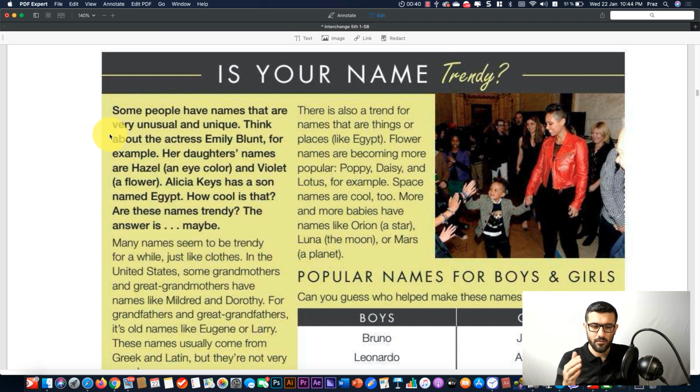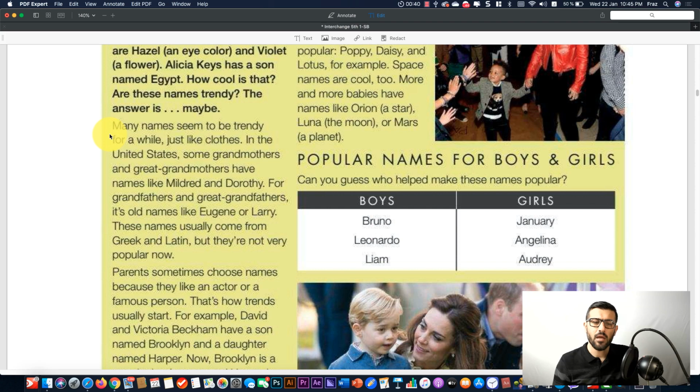Okay, so we continue. It says, are these names popular? We don't know yet. Many names seem to be trendy for a while. It's true. There are names that are popular for a period of time. Some are popular for a long time. It depends. Just like clothes. This type of clothes that I'm wearing at the moment may be popular for some time and then it would be outdated, okay?